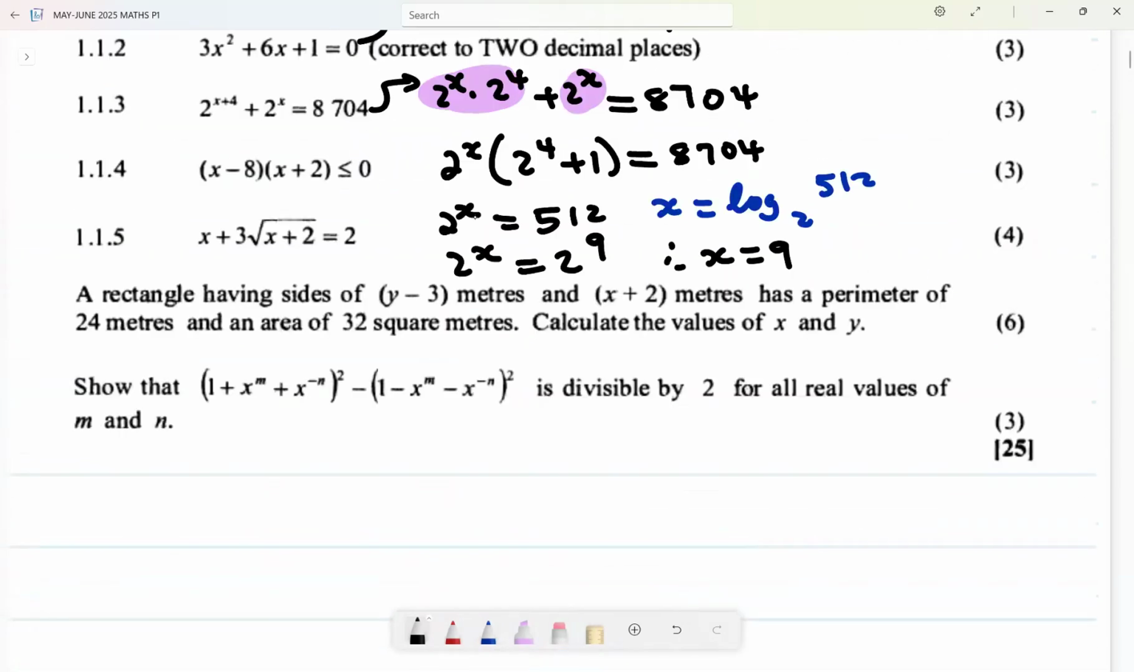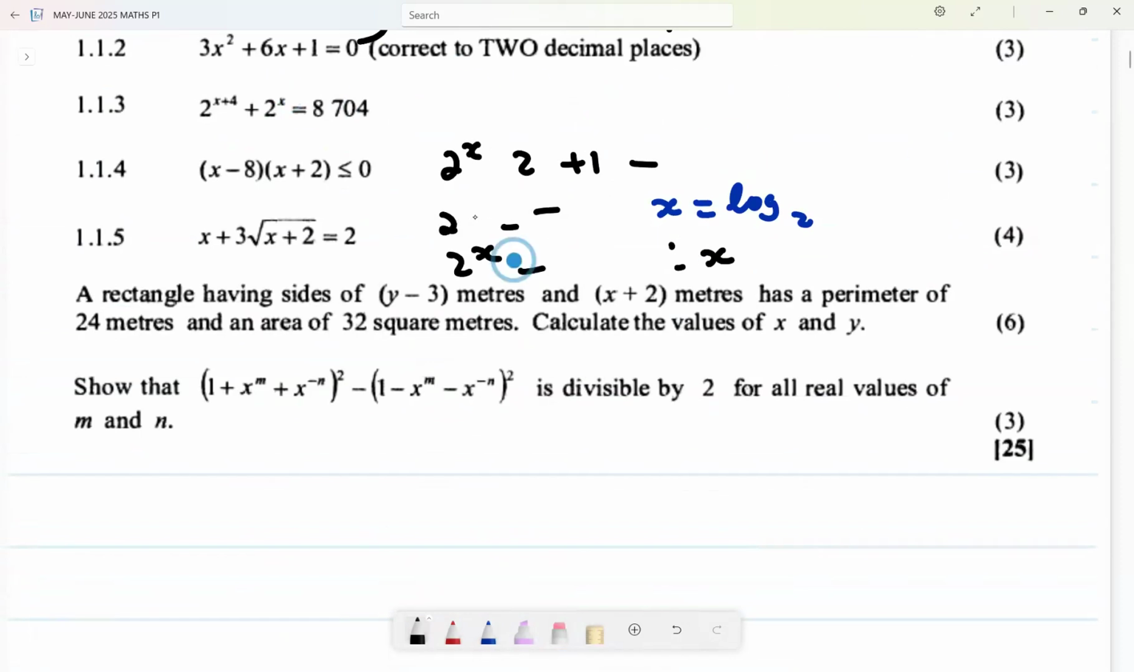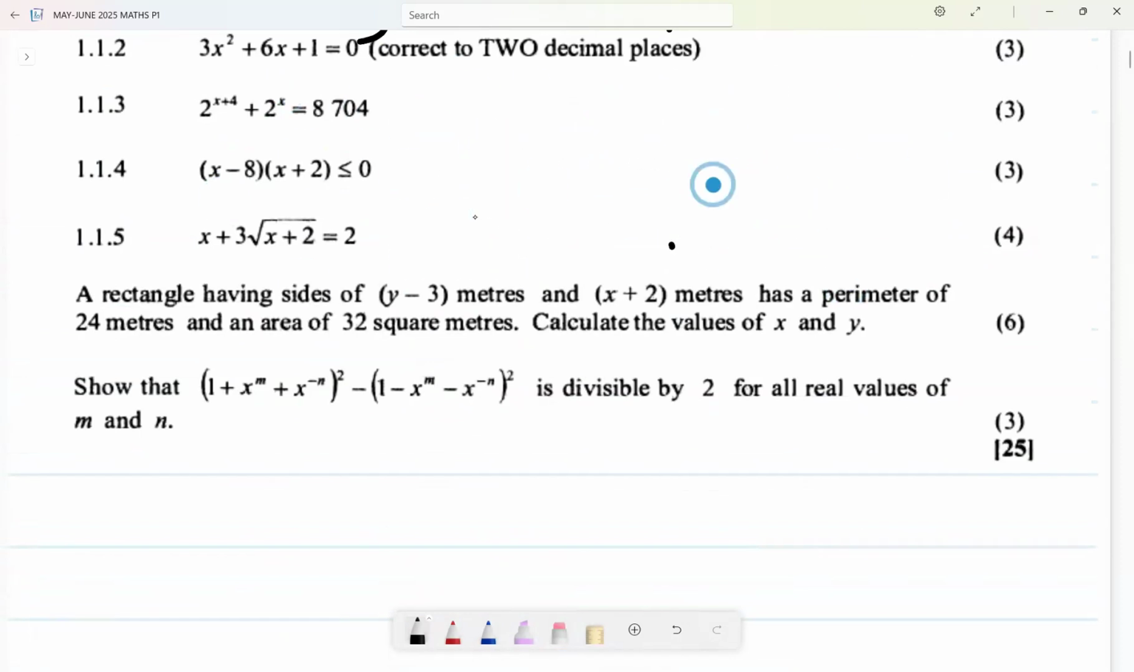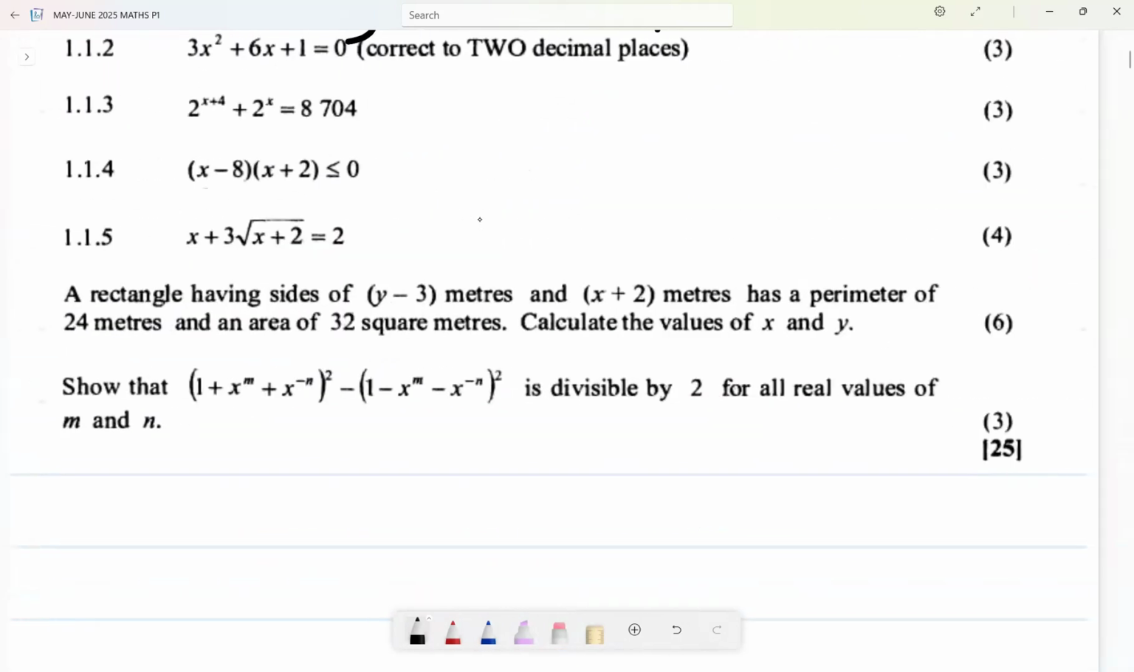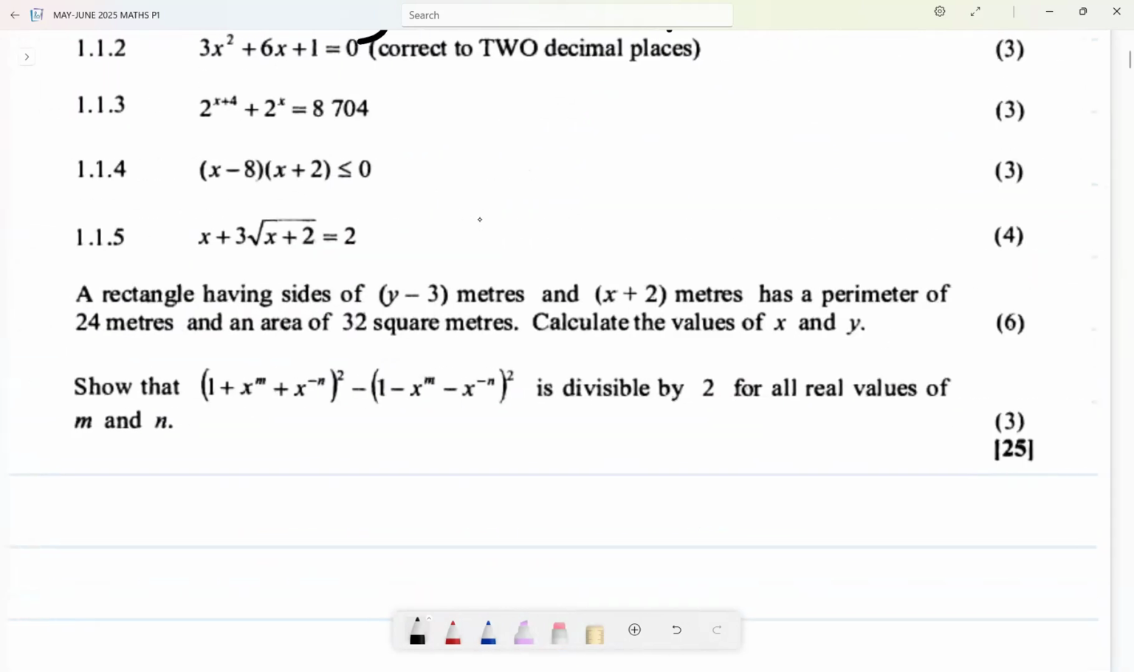It says, let me erase this so that I can see clearly what I'm working with. It says 1.1.5. Can I do 1.1.5 here? I think so. The first thing that I'm going to do here is isolate the square root to make sure that you do not try to divide by 3. Okay, just take this x to the other side.